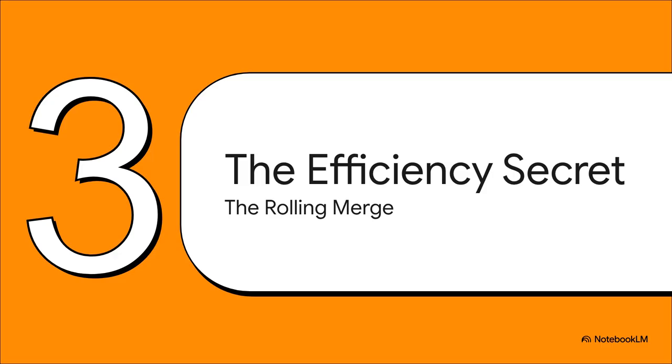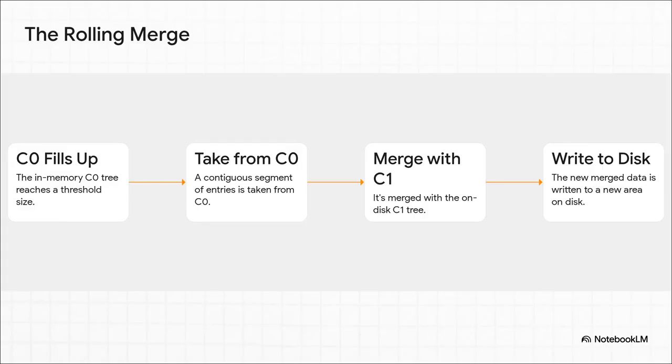Okay, but you're probably wondering, what happens when that inbox gets full? And that is where the real magic of the LSM-Tree happens. This next part is the core of its incredible efficiency. So, instead of filing things one by one, our efficient librarian waits. They wait for the inbox to fill up. Then they take that whole sorted batch of new information and merge it with the main collection on the disk shelves in one single super efficient trip. This whole process is called the rolling merge.